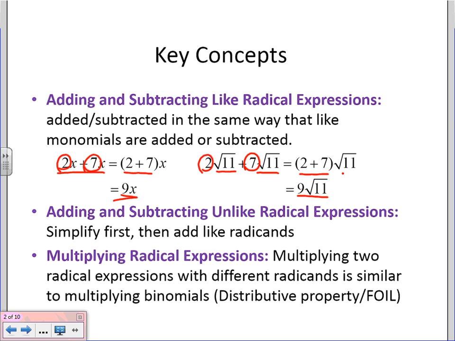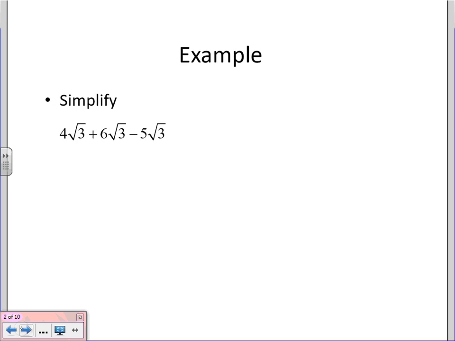Adding and subtracting unlike radical expressions, first we must simplify, then add like radicands. And then multiplying radical expressions: when we multiply two radical expressions with different radicands, it is very similar to multiplying binomials. We're going to use the distributive property and FOIL with those.